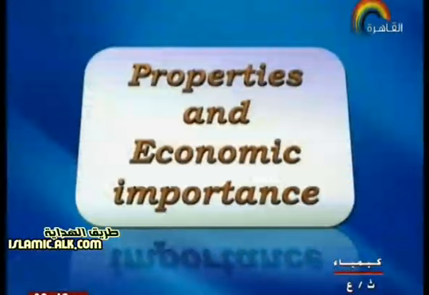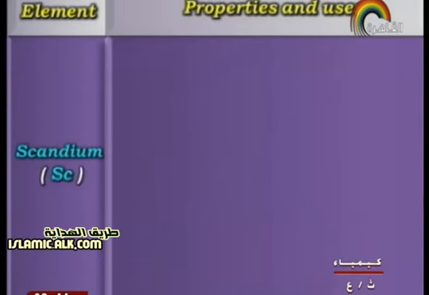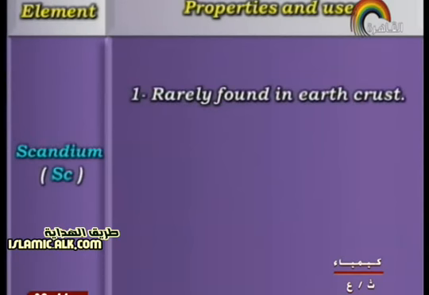Now, my dear students, we are going to discuss the properties and economic importance of the elements of the first transition series. Now, we are going to discuss the first element, which is scandium. This element is rarely found in the Earth's crust.